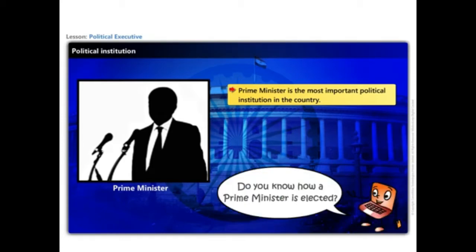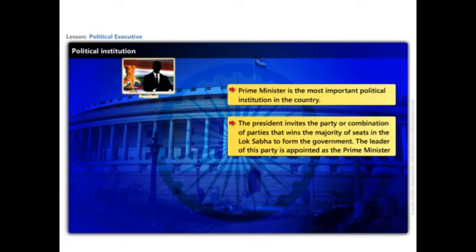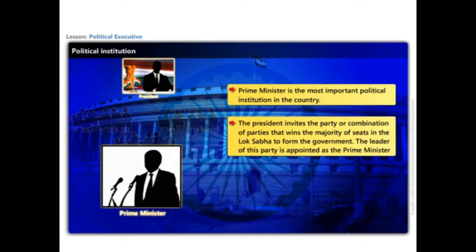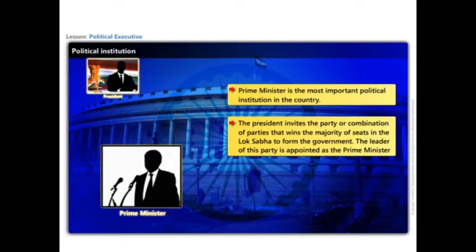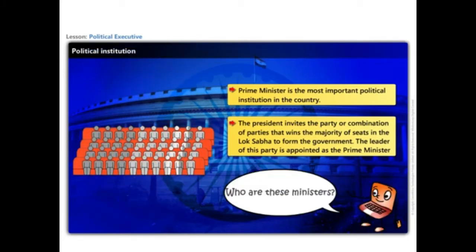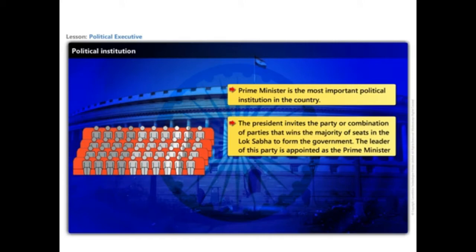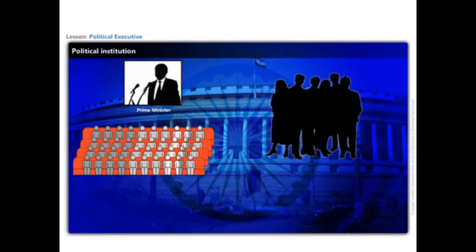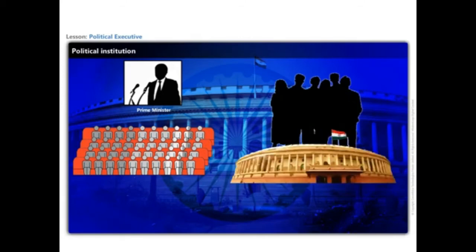Do you know how a Prime Minister is elected? The President invites the party or combination of parties that wins the majority of seats in the Lok Sabha to form the government. The leader of this party is appointed as the Prime Minister. After the appointment of the Prime Minister, the President appoints other ministers on the advice of the Prime Minister. Who are these ministers? These are the Council of Ministers chosen by the Prime Minister from among the members of his or her party in the Parliament.